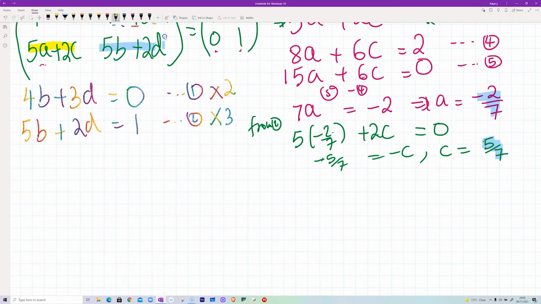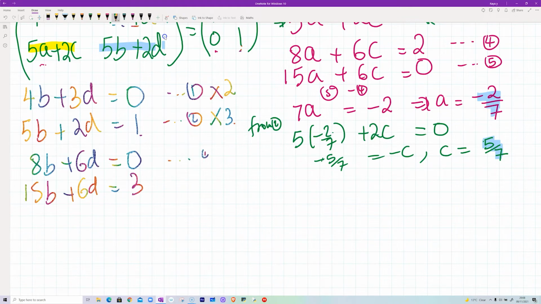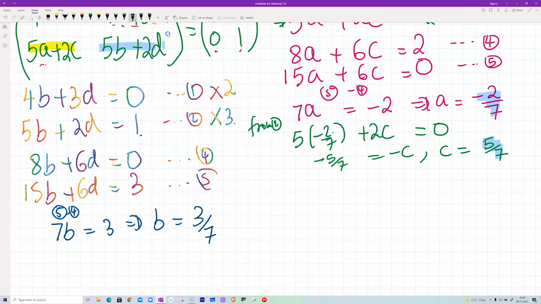If you multiply out, 4 times 2 is 8B, plus 3 times 2 is 6D, and 0 times 2 is 0. 5 times 3 is 15B, plus 2 times 3 is 6D, equals 1 times 3 is 3. Call this 4 and this 5. Let's solve: equation 5 take away 4. 15B take away 8B gives me 7B, equal to 3 take away 0, which is 3, because the D's cancel. Therefore B is equal to 3/7.